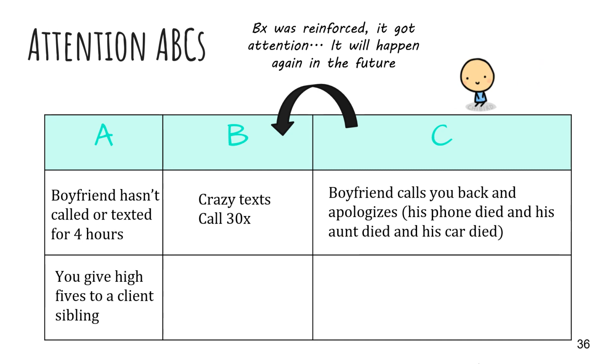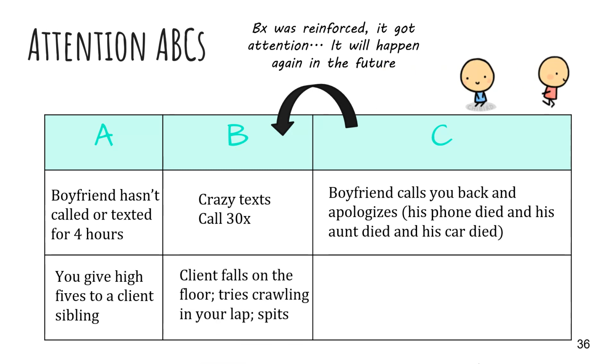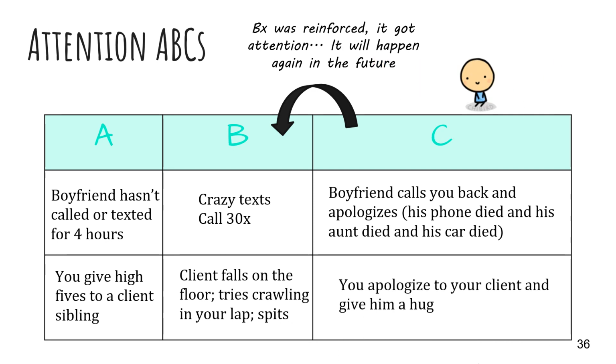Second example, you give a high five to a client's sibling. So you're diverting your attention to the sibling of the client. Client falls on the floor, cries, crawls on your lap, starts spitting. If you apologize to that client and give him a hug and say, oh, I'm sorry, I didn't give you a high five, here's a high five, that behavior worked for him. The behavior was reinforced, it got attention, and it will likely happen again in the future when the attention is diverted from the client. So here are some examples where how the adult is reacting reinforces the behavior.